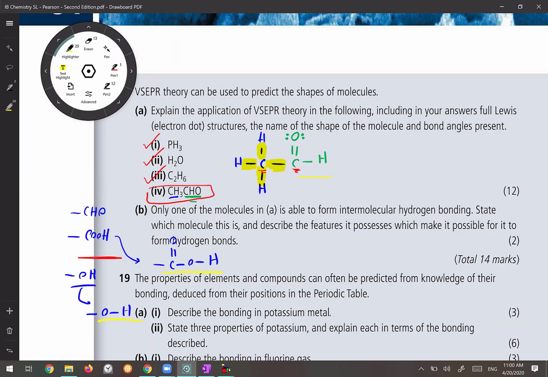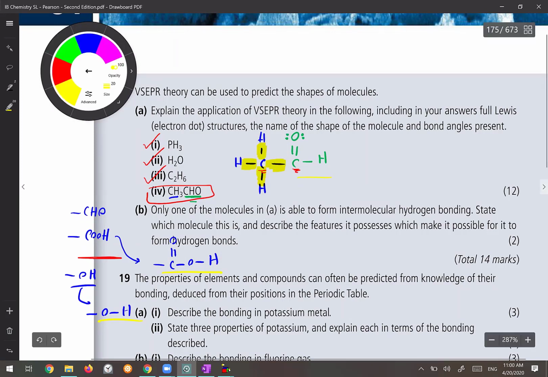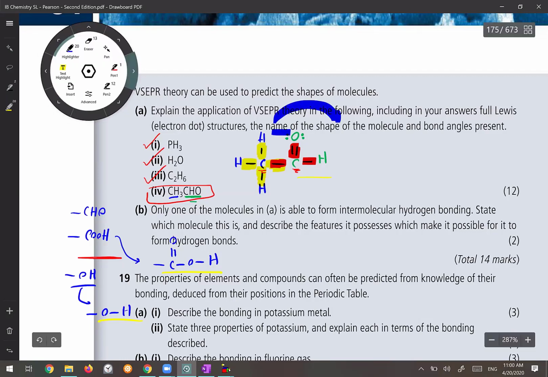So the carbon which is in green, how many domains do you have? 1, 2, 3 domains. So the shape around that one is trigonal planar. Exactly. So you don't need to draw that one. You just need to name the shape. Okay. But if you want to draw them, it would be like this.